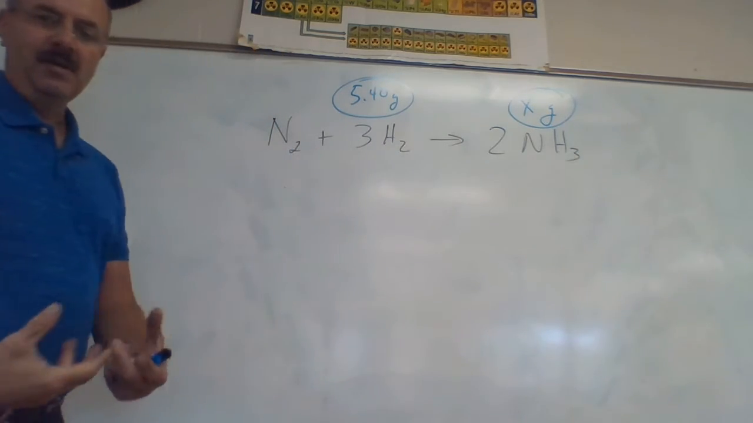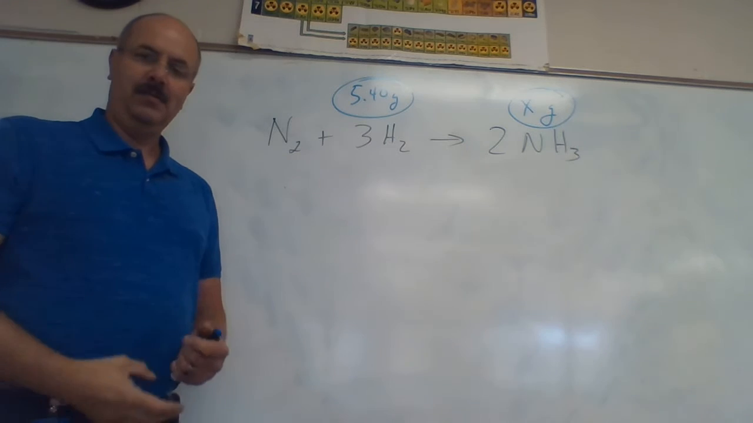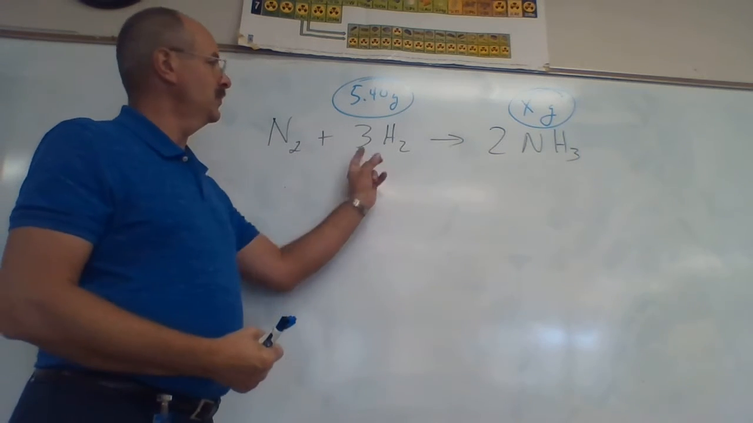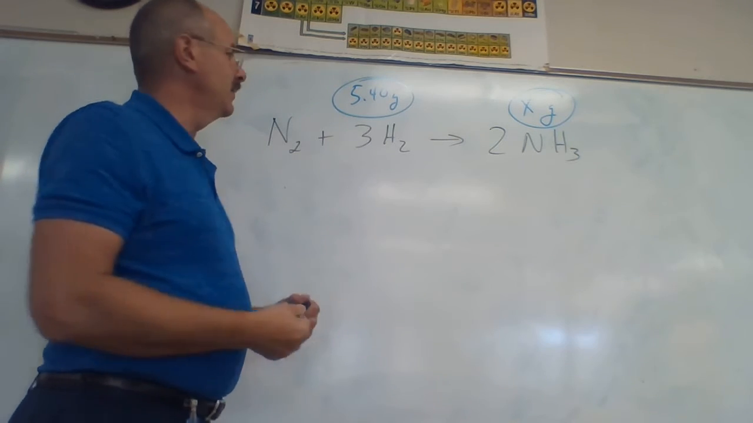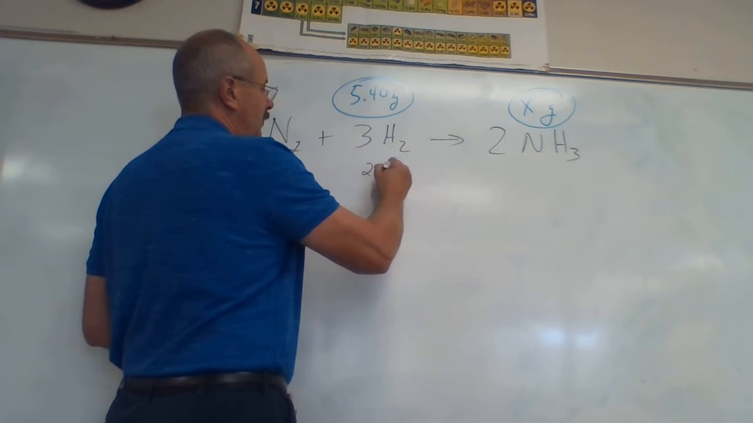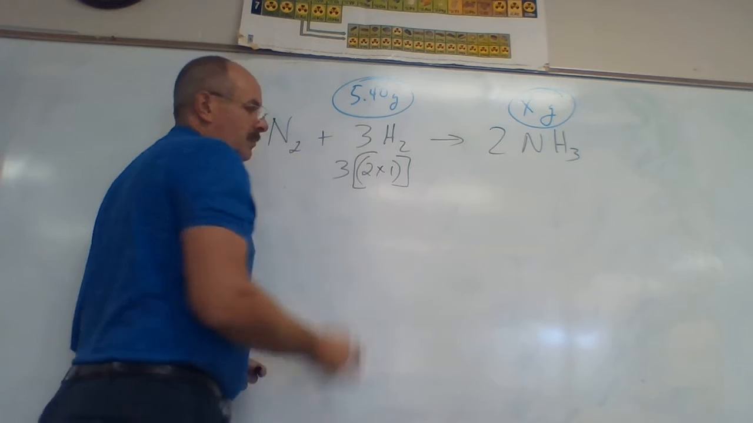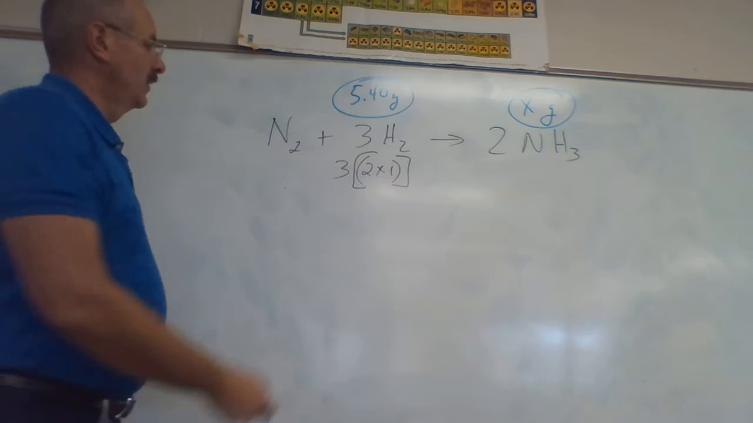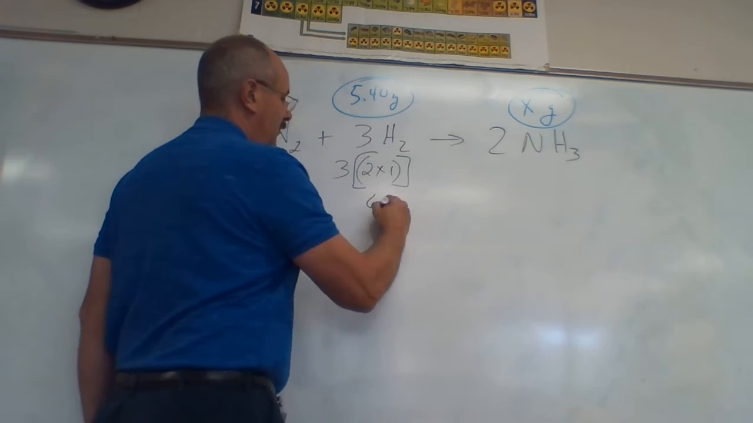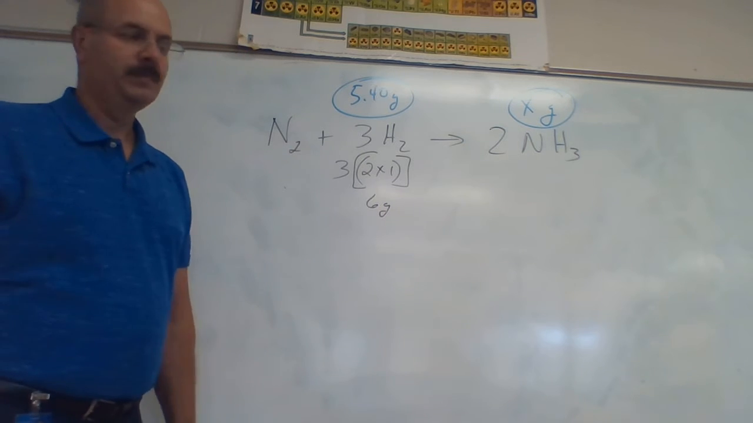All right. Now, because it's grams, I got to add another piece to this, which is the molar mass of each one of these. So I'm going to do it right underneath it. So I really have 2 hydrogens times his mass is 1, and then all of that times the big 3 that's out in front. So that's 2 times 3. That gives me 6 grams of H2.